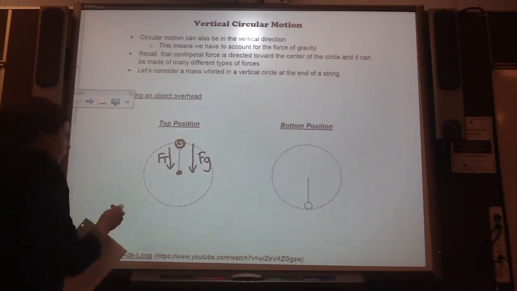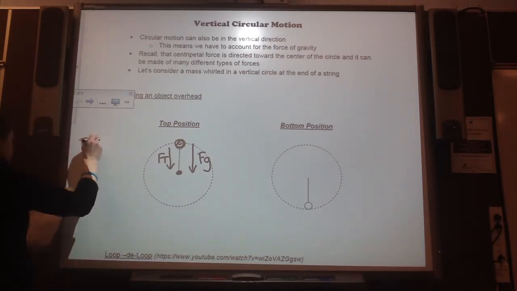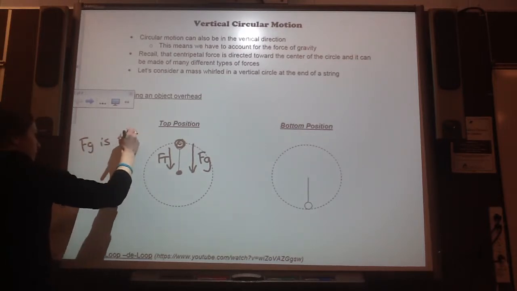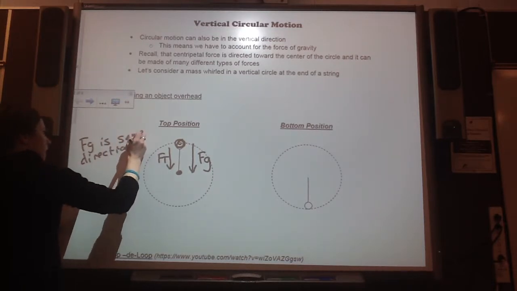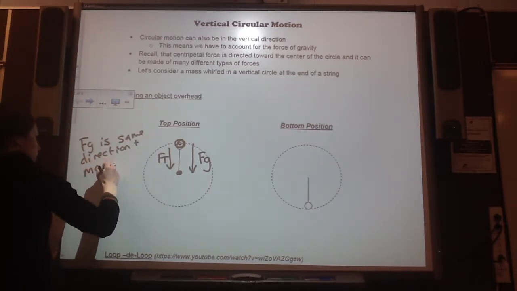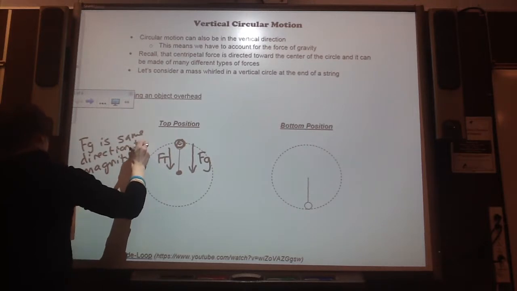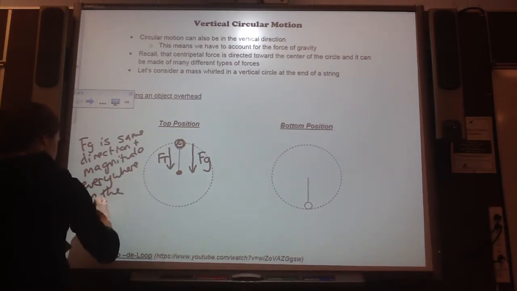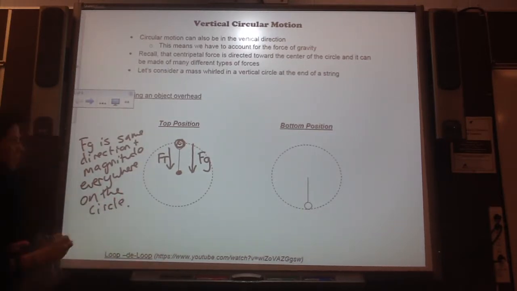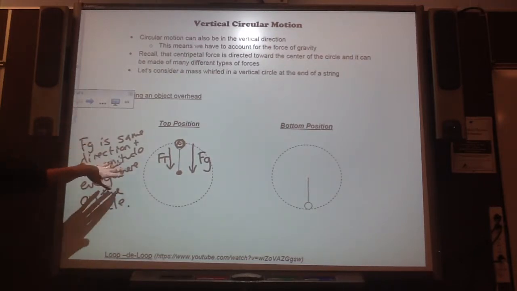So, and let's make a note here, Fg is the same direction and magnitude everywhere on the circle. So no matter whether it's on the top, the side, or the bottom, our Fg will stay the same because it's due to gravitational pull.